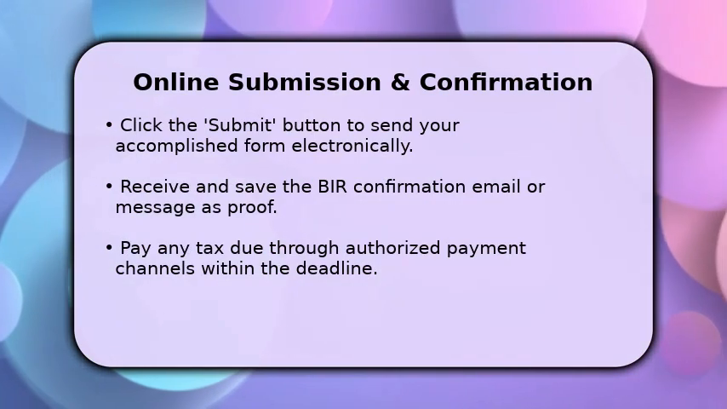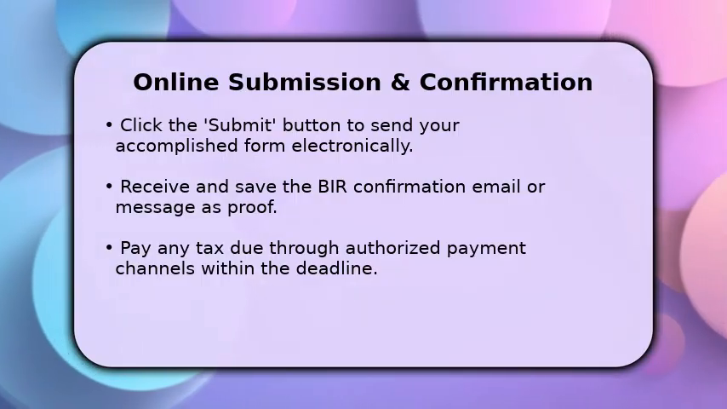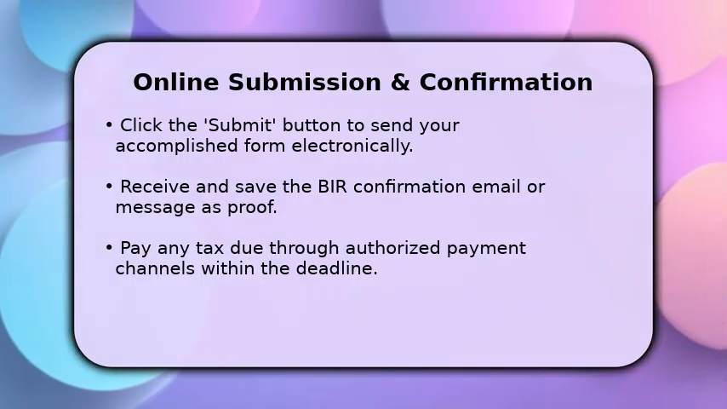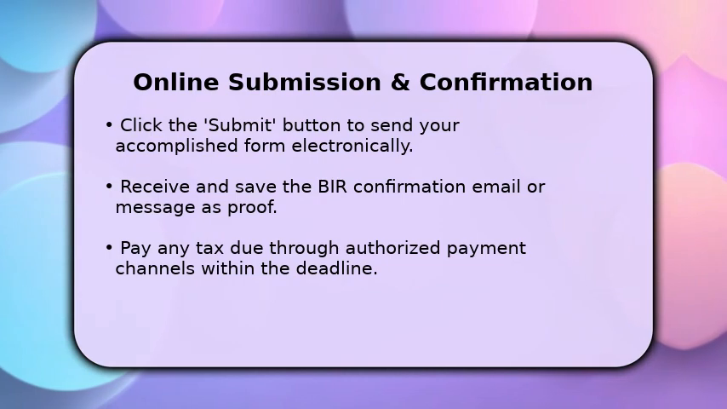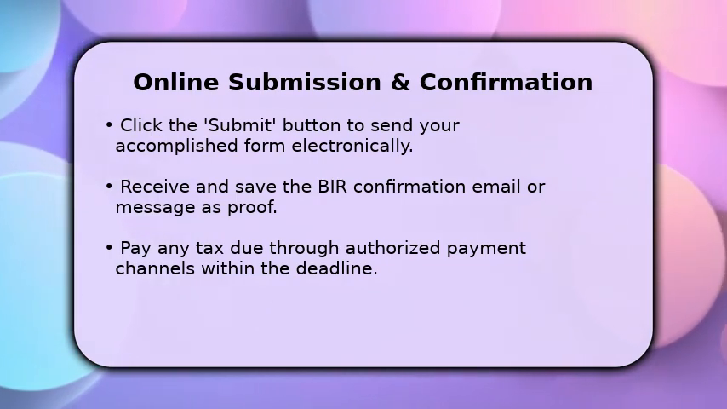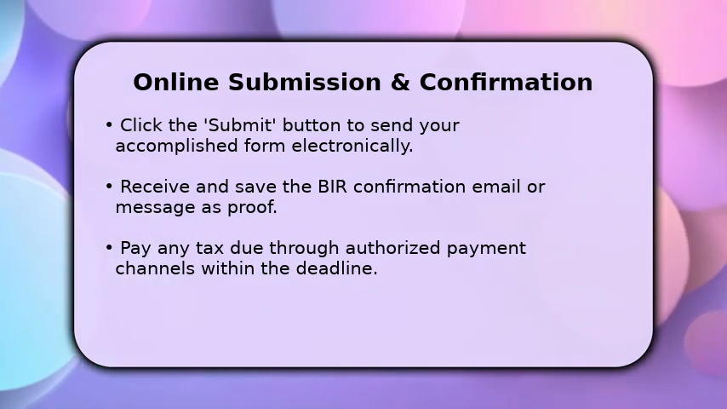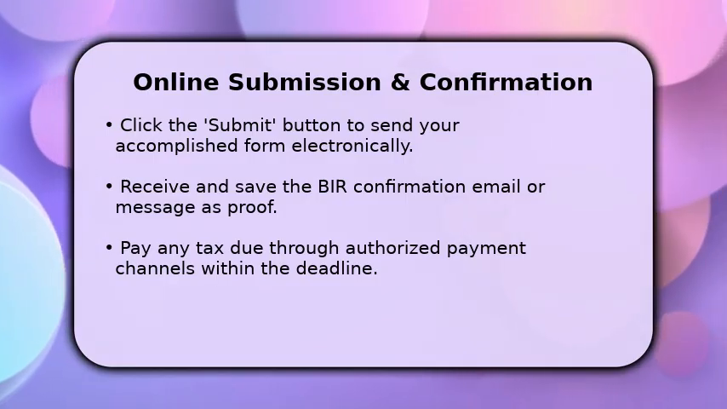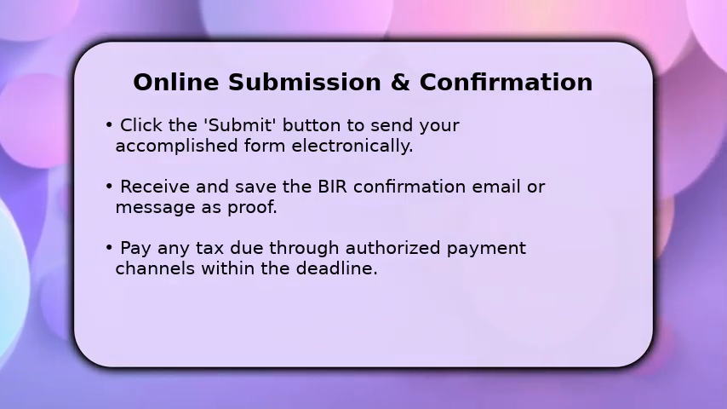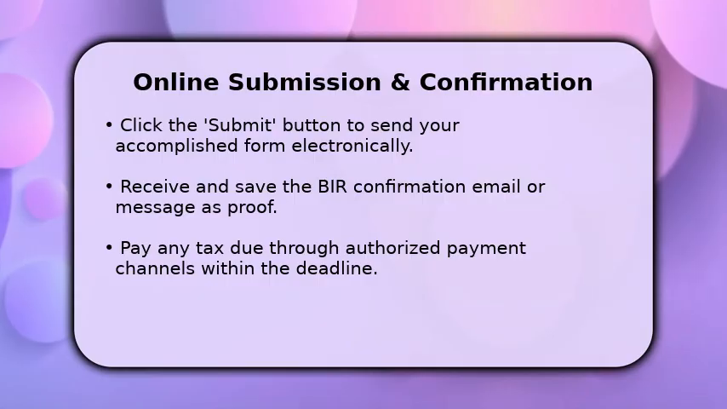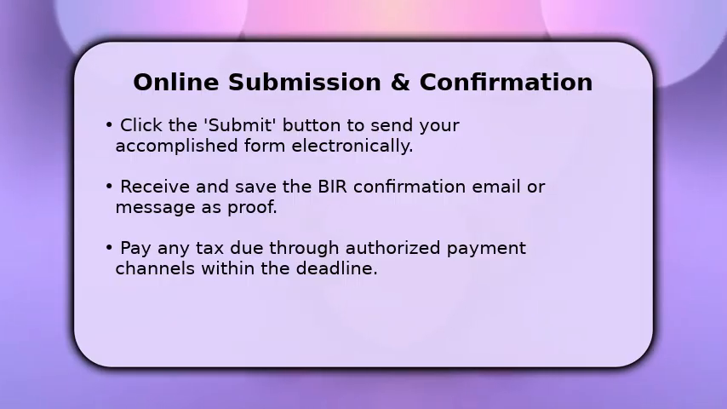After validating your form, click the Submit button to send it to the BIR. You will then receive a confirmation email or message. Save this as your official proof of filing. If there is any tax due, proceed to pay it through an authorized payment channel, such as a bank or online facility, before the deadline. Congratulations, you have successfully filed your quarterly income tax return.